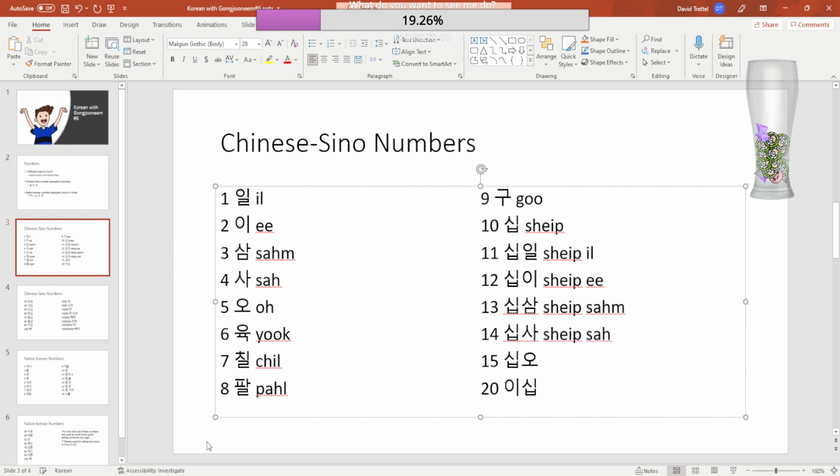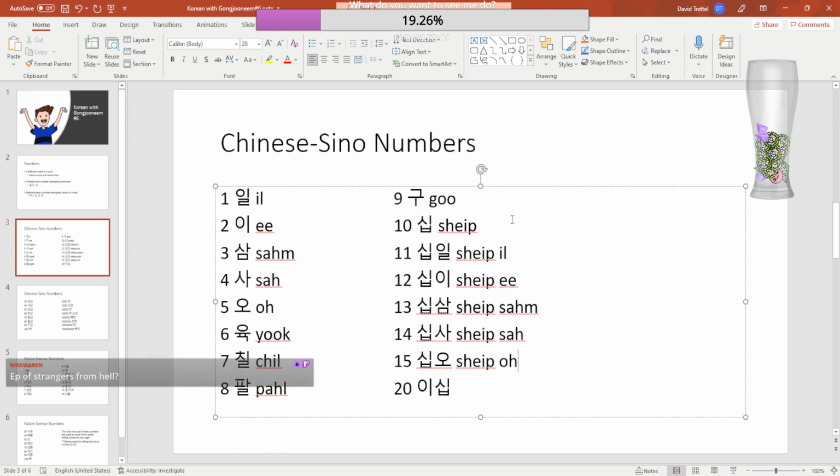14, 15, and again, it just continues. 16, 17, 18. Now, I do have to make a note, and I probably should have made this note earlier. There is one thing we do have to be very careful of. Usually when we get to 16, even though it is still 16, the pronunciation actually kind of changes here.